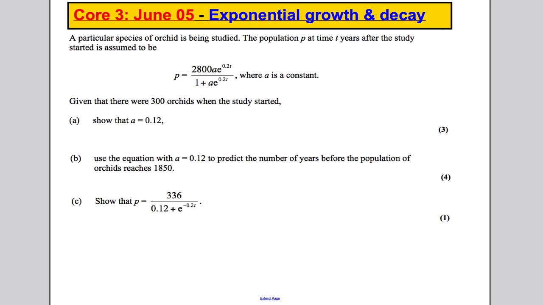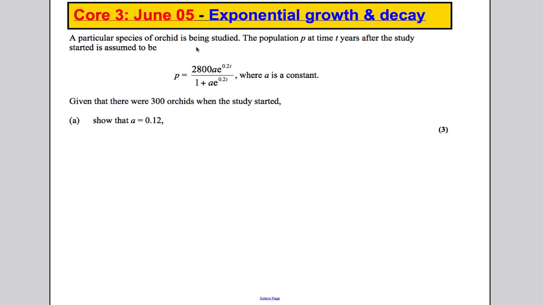Right, let's break this question down into its parts. We're told a species of orchid is being studied. The population P after a time of t years after the study began is assumed to be this. This gives us a formula for the population after t years. A is some constant. Given that there were 300 orchids when the study started, show that A is 0.1.